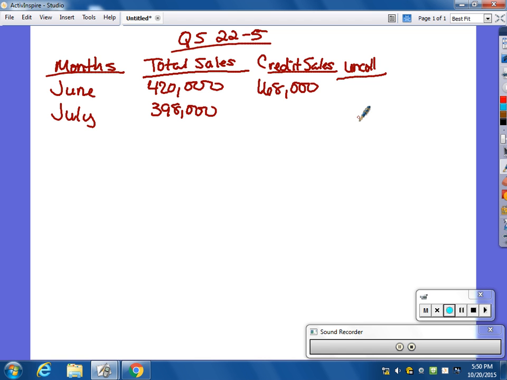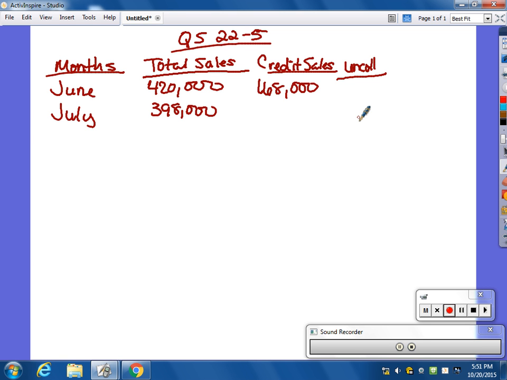How much percent is still uncollected after June? 10%. Why 10% to 30? That's what it says, the remaining 10% on the first and the second. Just fast forward to July.